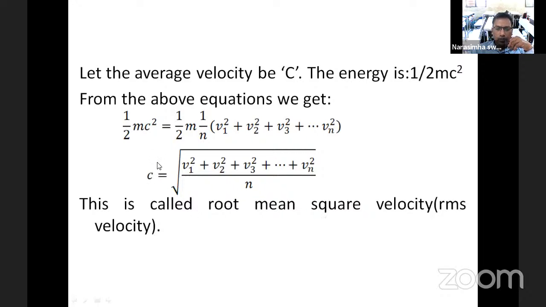So what we calculated here, the velocity of the total number of particles, that is c, is the average velocity. And if you observe the RMS, the root mean square velocity, mean means adding all these by squaring. Root mean square, all squares. This is the RMS velocity.